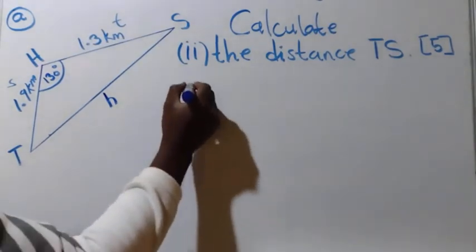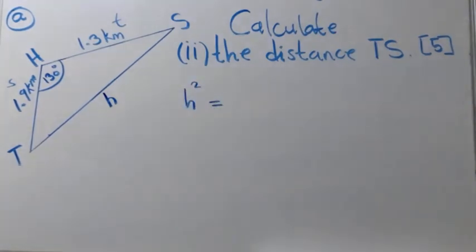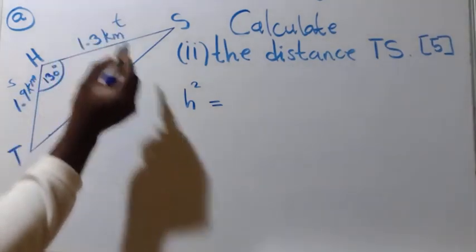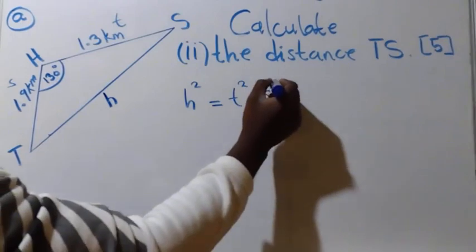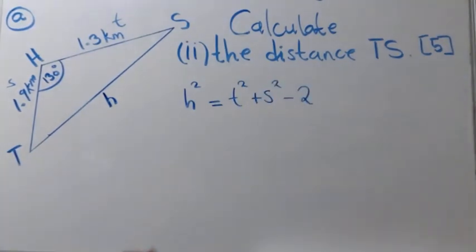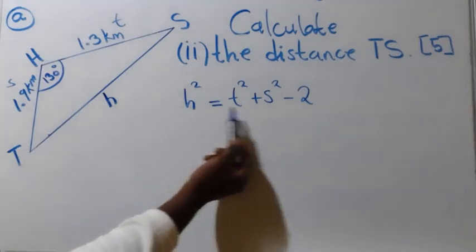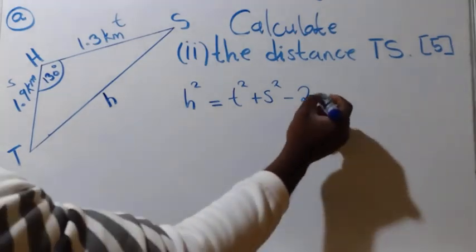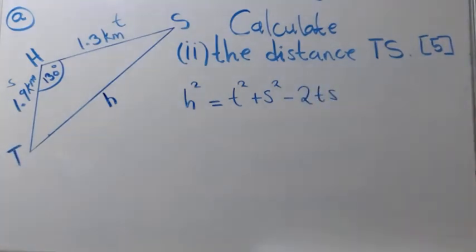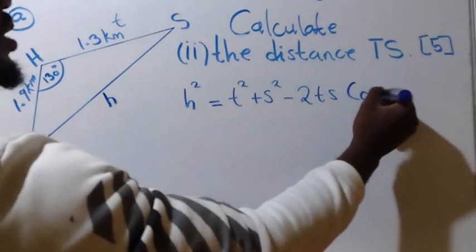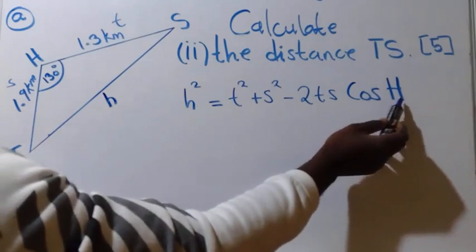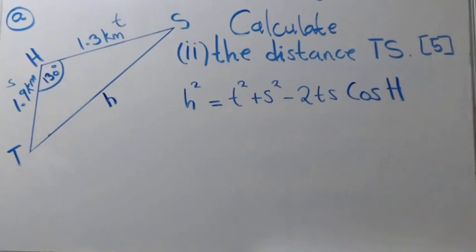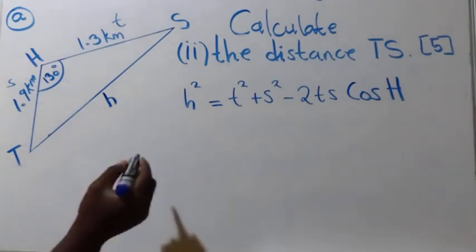We are going to say h squared is equal to, I hope you are following, t squared plus s squared minus 2ts, this is the formula that you have, I'm just changing the letters, then cos H. This cos H, capital letter H, represents the angle which is at H right there.